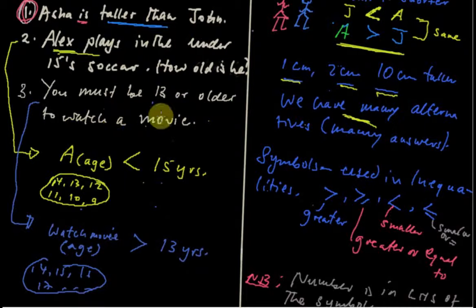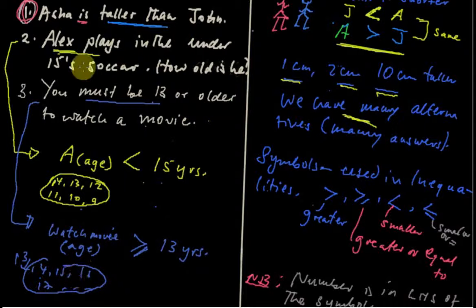You must be 13 or older to watch a movie. So the age is greater than 13. It is greater than 13. So you must be 13 or older. Mind you, you must be 13. So we talk about the equal here. There is an equality here. You must either be 13 or above 13. So here we have to start from 13. So we start from 13, 14, 15, 17, etc.